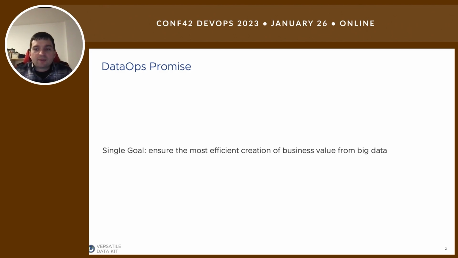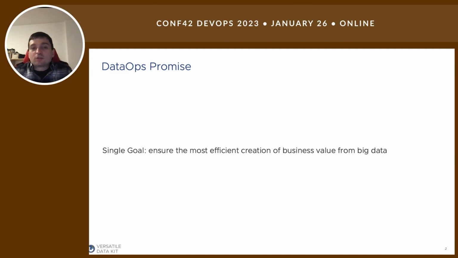There are way too many examples of failed data projects. There's the Gartner statistic, or other similar statistics, where as many as 60, 70, 80% of data and AI projects fail to reach production. That's pretty bad. DataOps promises to fix that. DataOps promises to ensure the most efficient creation of business value from data.